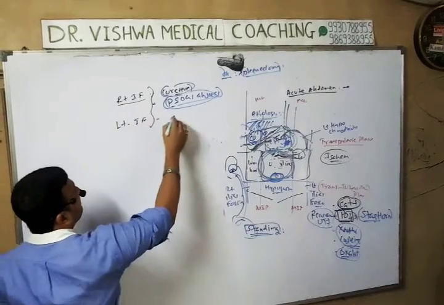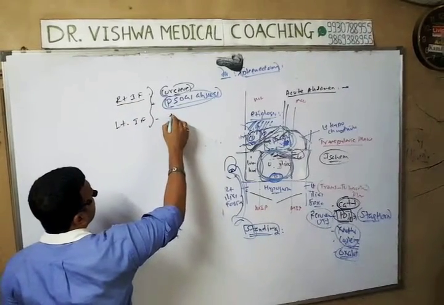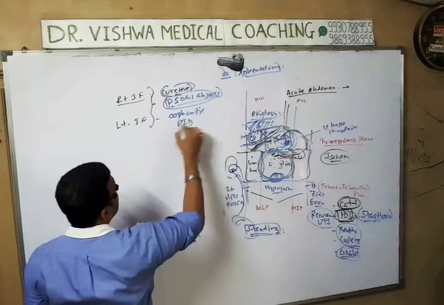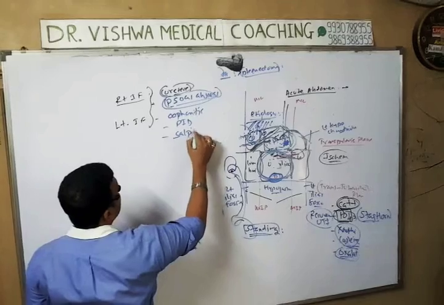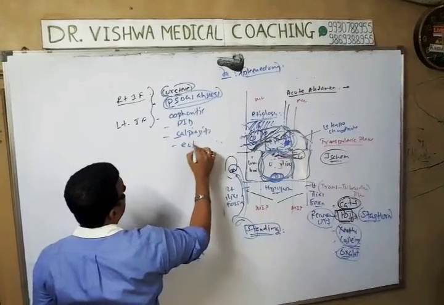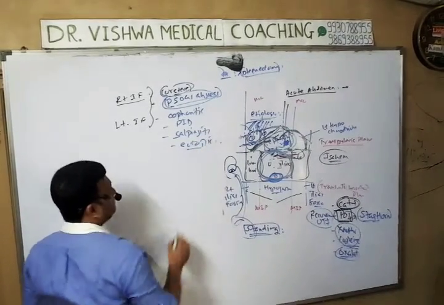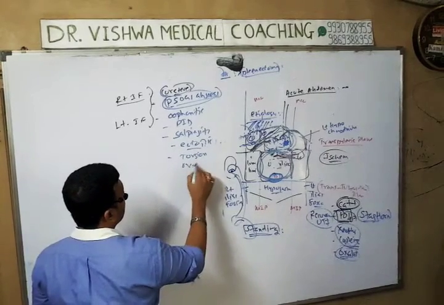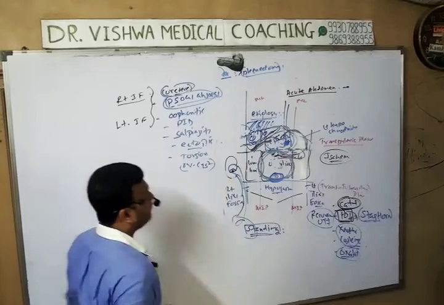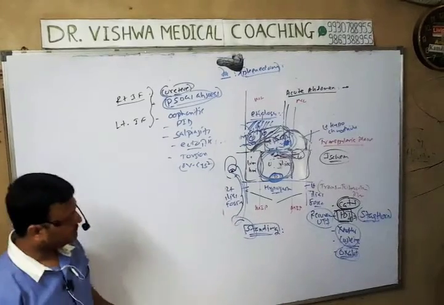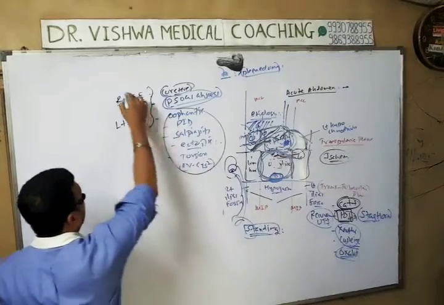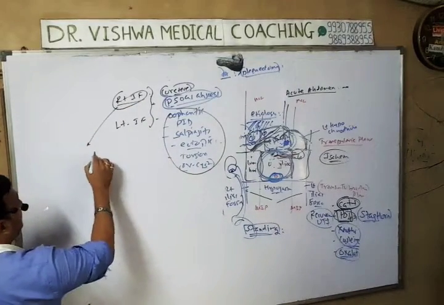For women, think about oophoritis, PID, salpingitis, right? Ectopic pregnancy, torsion of an ovarian cyst. If the patient is a woman, think about the other factors also. And for the right side, we have something special, that is the appendix.